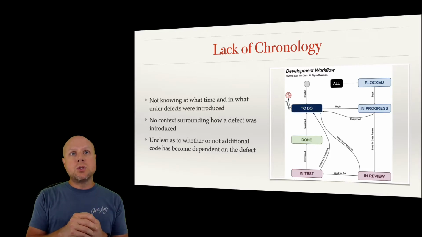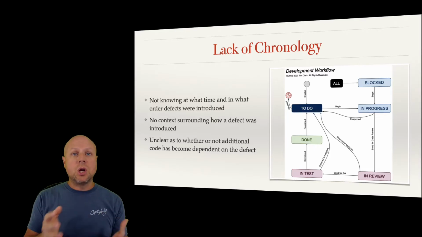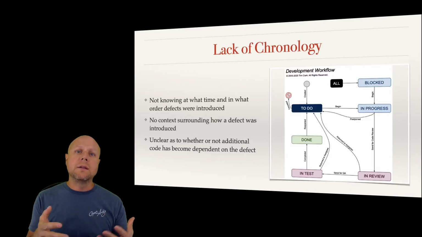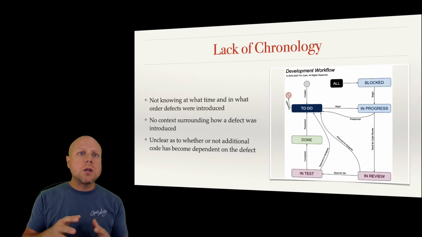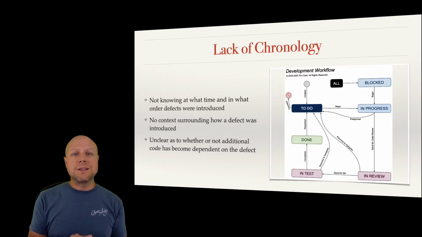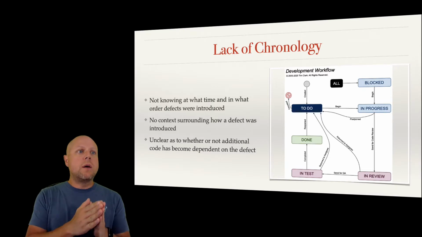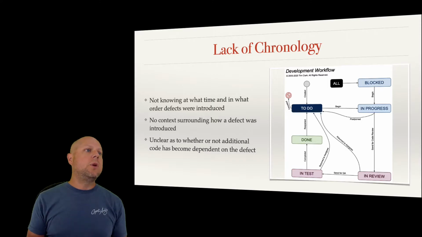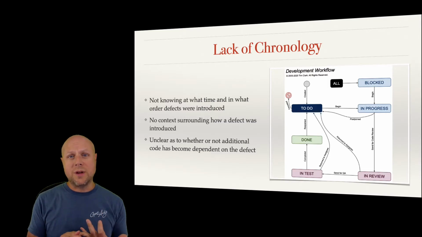But one of the issues with not managing our source or not having a way to manage change across our source, we run into this lack of chronology. And when we don't have a chronology, we don't have a record of change, then we don't know at what time the defect was added, and we don't know in what order defects were added.